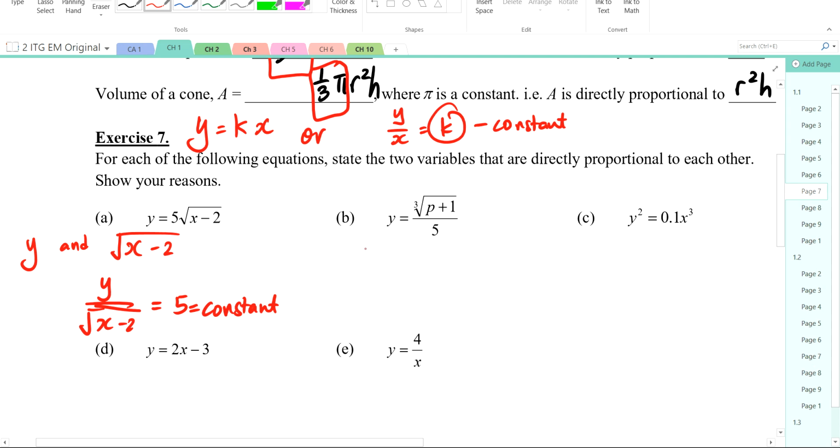Okay, how about this? You decide which one you want me to do for you. B, C, D, or E. Which one do you want me to do for you? C? Then you do the rest yourself, okay?